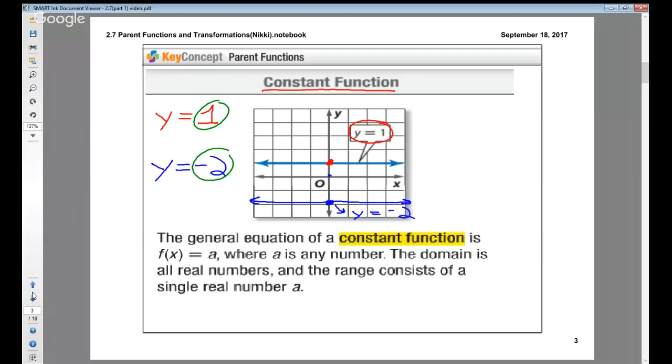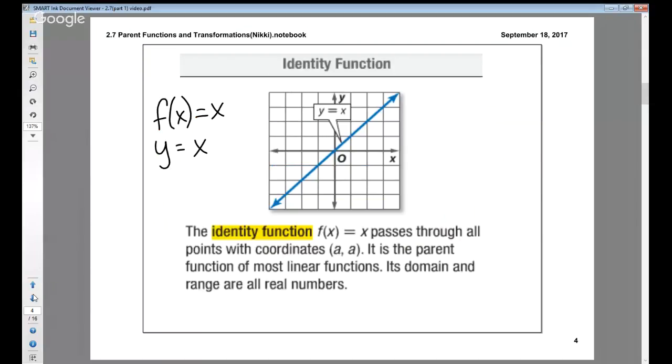The second parent function is called the identity function. And over here, the identity function is always going to be equal to y equals x. And the way to remember what the identity function looks like is that it is always a diagonal line whenever you graph it.